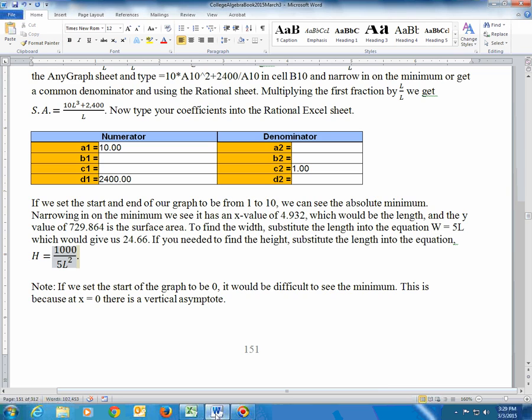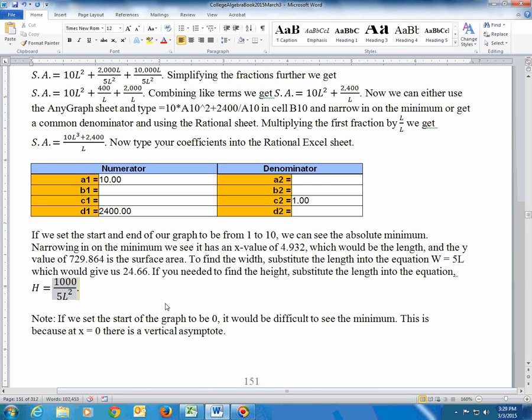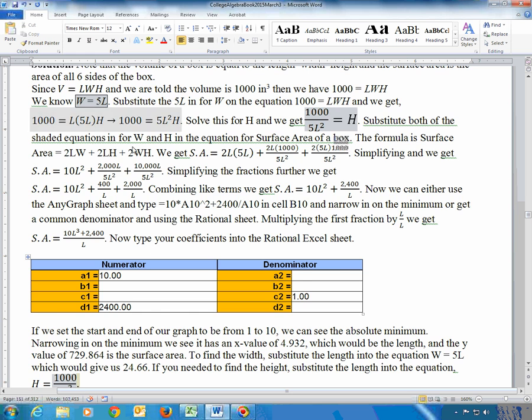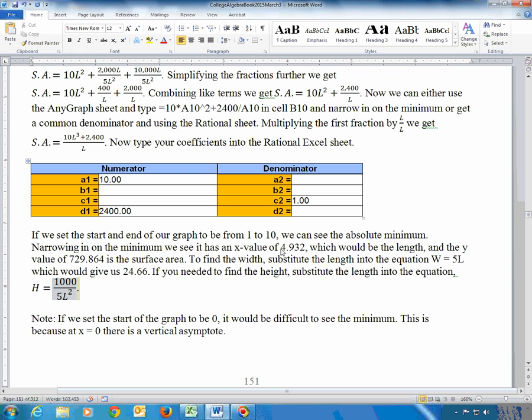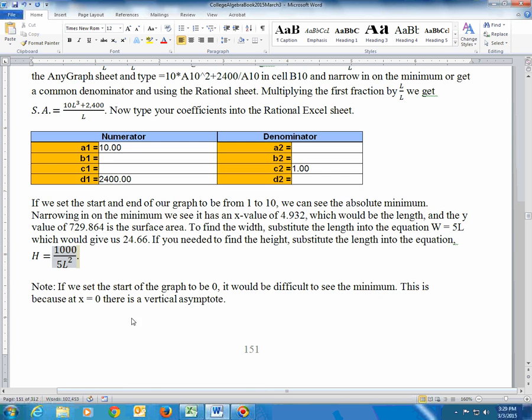If it asks what should the width be, well, the width, remember, was 5 times the length. So just take 5 times this 4.93 and you'll get a width of about 24.66. And if it says what's the height, then just substitute the values in here and you'll get what the height needs to be. So that's that section. It's a hard section, a lot of things in it, and we'll stop right there.